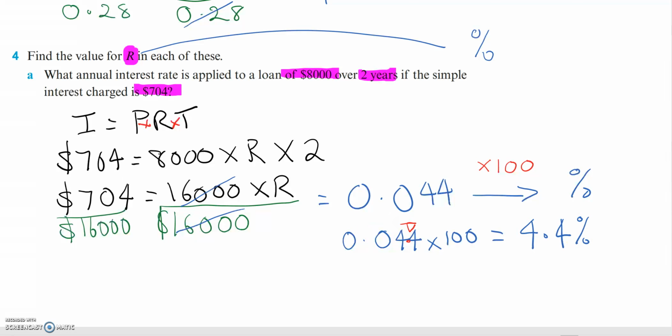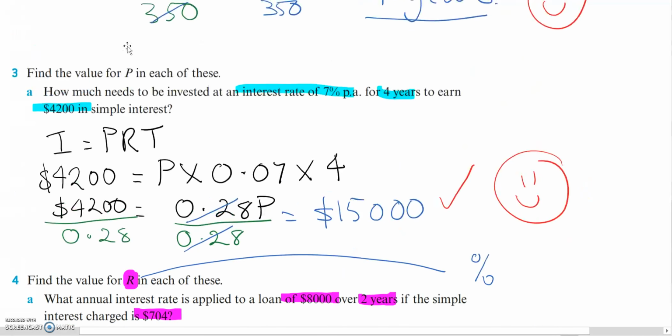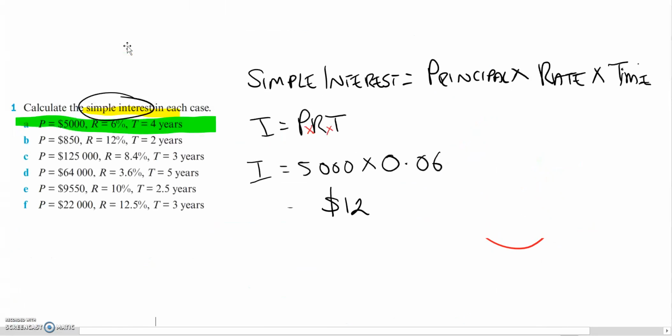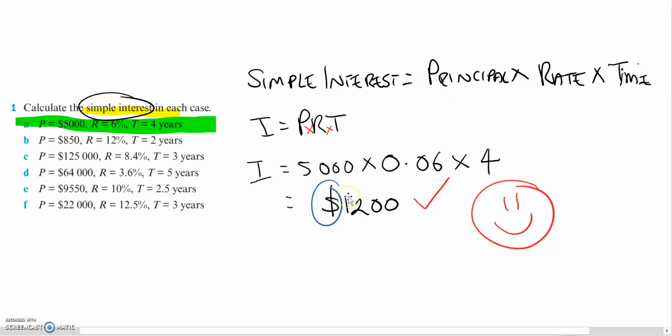Alright, so that's your simple interest when we're looking at finding R, finding P, finding T, and of course finding that simple interest initially.